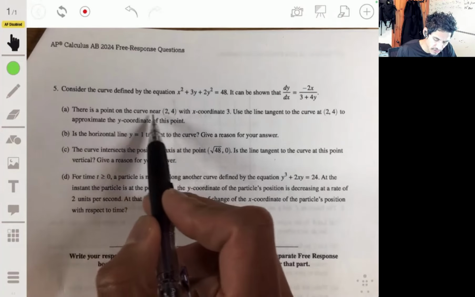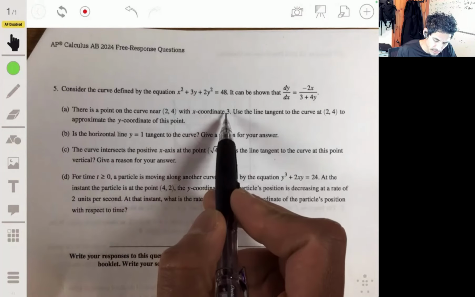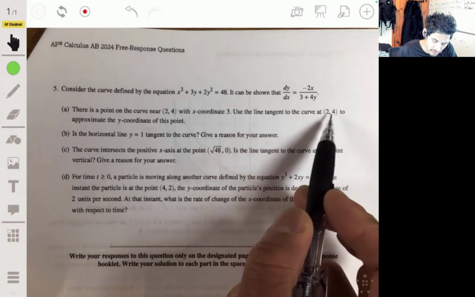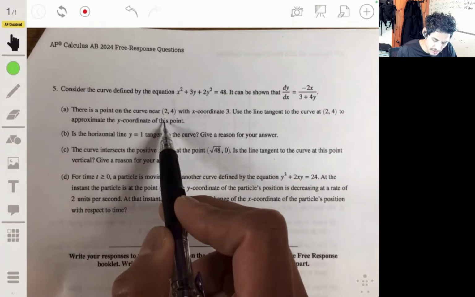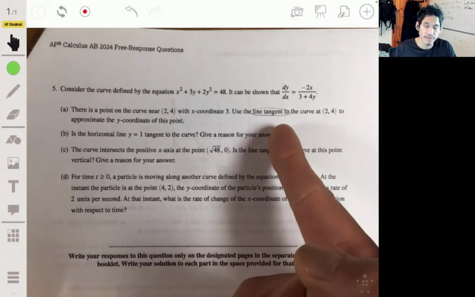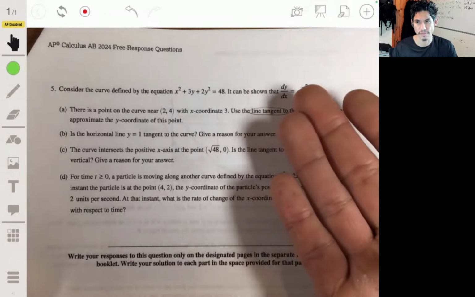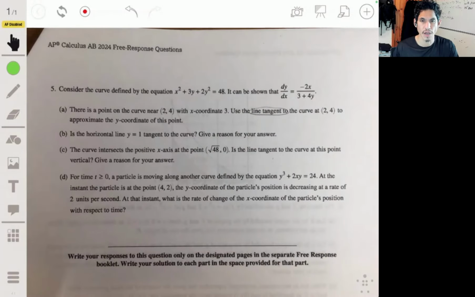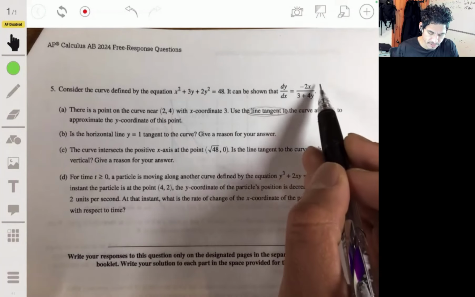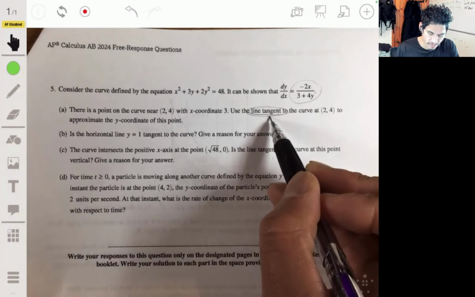There's a point on the curve near (2, 4) with x coordinate 3. So use the line tangent to the curve at (2, 4) to approximate the y coordinate at this point. Okay, so we're basically just going to find the equation of a linear equation, and we're going to use the fact that we have its derivative that we can calculate.